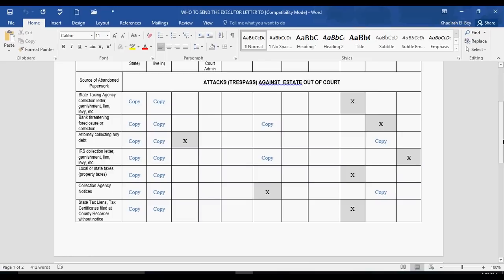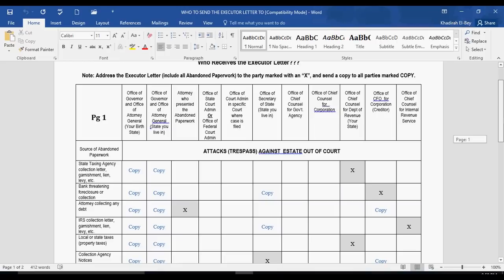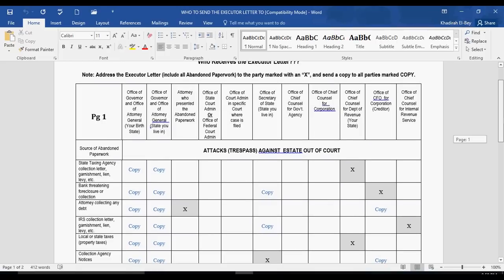Source of abandoned paperwork, attack, trespass against estate out of court. So let's say state taxing agency, collection letter, garnishment, liens, levy, etc. You would send a copy of your executive letter to the office of governor and office of attorney general of your state that you were born in, as well as the state that you live in, as well as the office of the chief counsel for the Department of Revenue of your state.